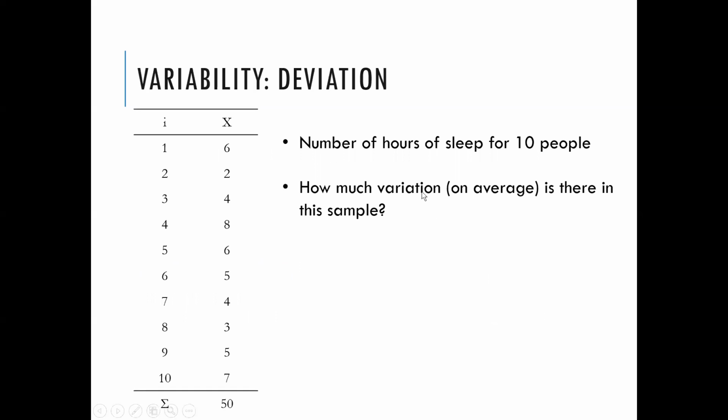So we'll go back over standard deviation again. I know Dr. Armenta did a quick calculation in lecture 1, and so we'll look at another example. In the left-hand column, we just have 10 individuals, and in the right-hand column, we have the number of hours of sleep for each individual. So this is person 1, and the number of hours of sleep was 6. How much variation on average is there in this sample?